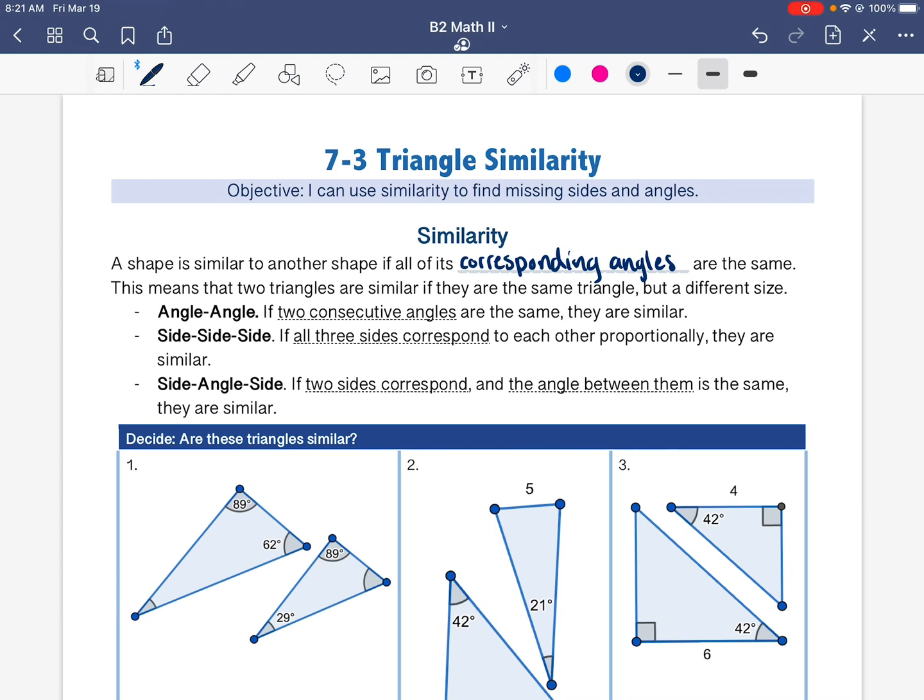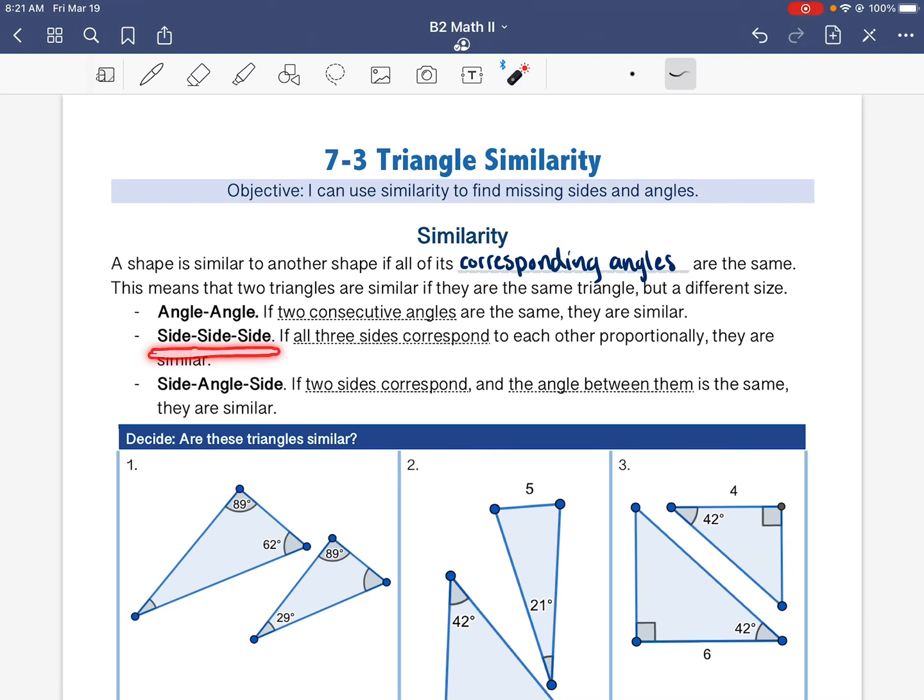And there's a couple different ways that we can know two triangles are similar, and these are listed below here. First we have angle. Obviously, if two consecutive angles are the same in the triangle, that means all three of them are the same as well. If you know two angles, you know the third angle also, because all of them add to 180. So if two consecutive angles are the same, the triangles are similar.